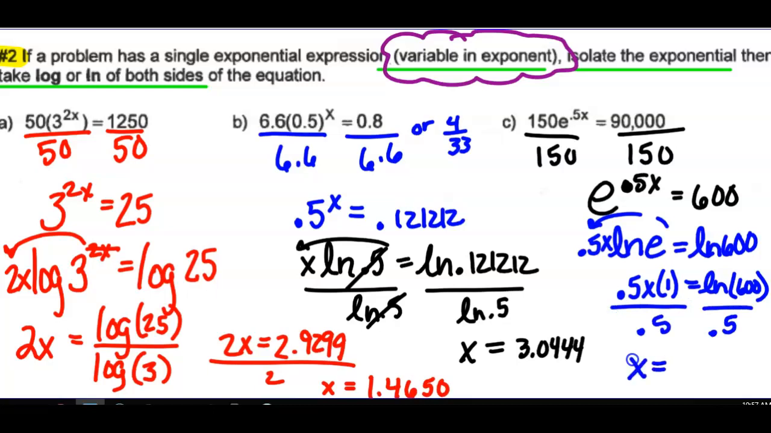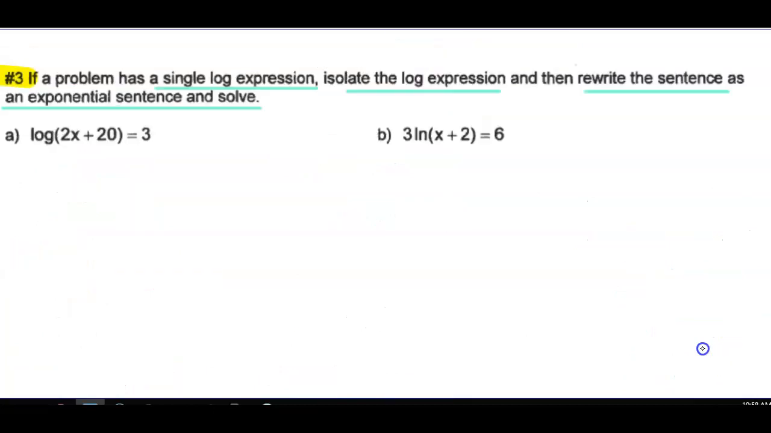So x equals, now if you wanted an exact answer, you could just leave that mess. But I'm going to type it in, natural log of 600, close parenthesis, then divide by 0.5. I get 12.0444 0.793, and that would round to a 9. All right, so that's what to do when you have an x in the exponent.